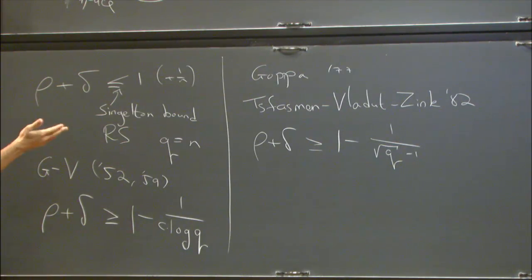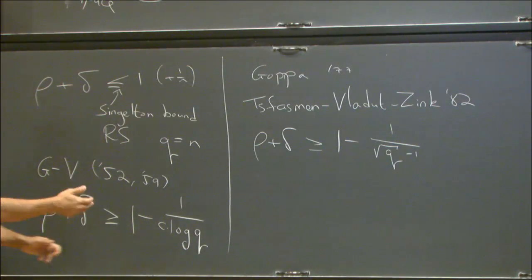And it holds for any Q for which the square root of Q makes sense, for any Q which is an even power of a prime. Okay? So the way it is written, it's not clear if it's that great, but it is that great.